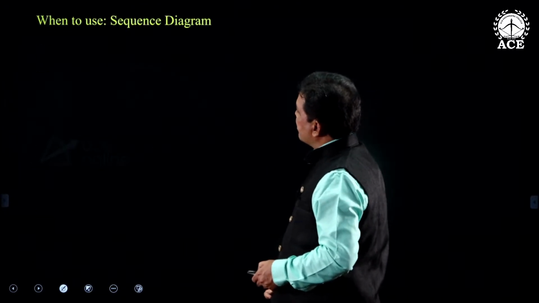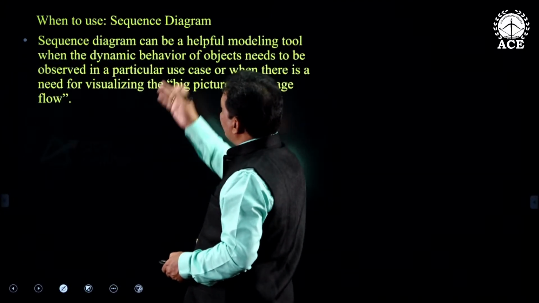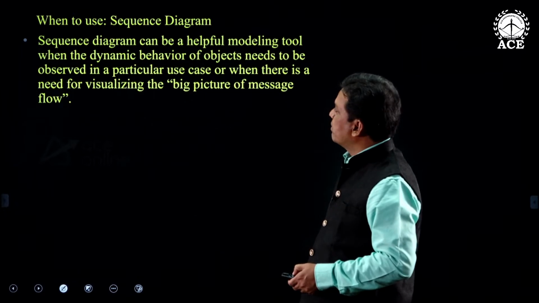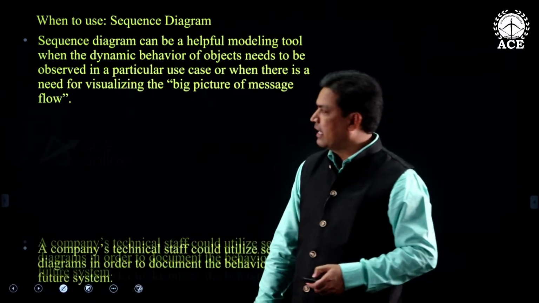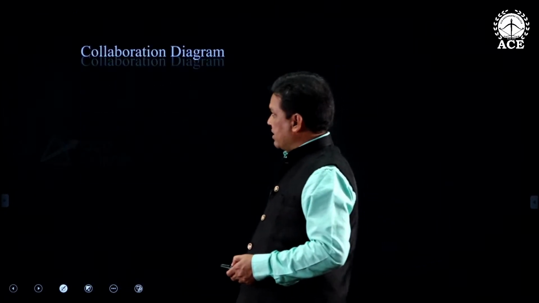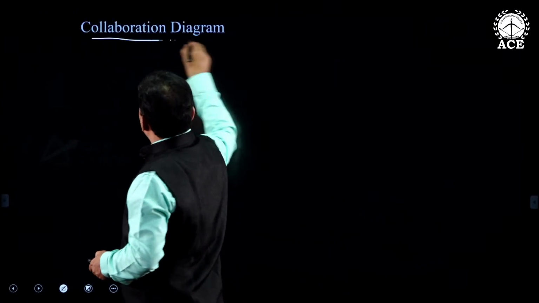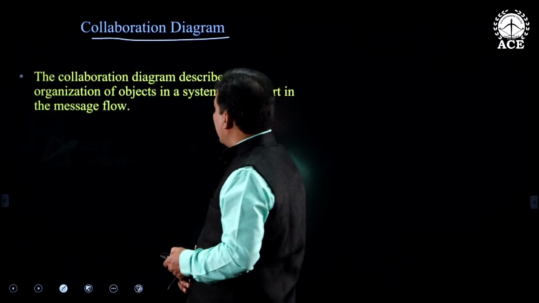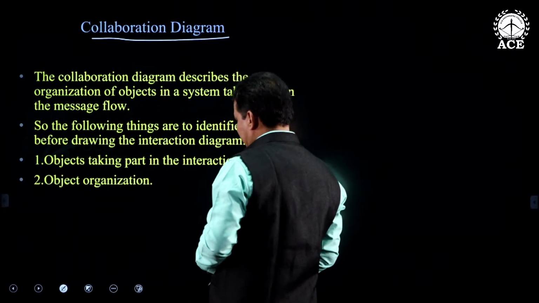Coming to the next, when to use a sequence diagram. Sequence diagrams can be a helpful modeling tool when the dynamic behavior of objects needs to be observed. We already discussed that sequence diagrams are used for modeling the behavior of multiple objects, not single objects. Coming to the collaboration diagram, what is its importance? Collaboration diagrams are used for modeling the structural organization of objects, how the objects are structurally organized. That can be represented by using this collaboration diagram. That is the purpose of the collaboration diagram.